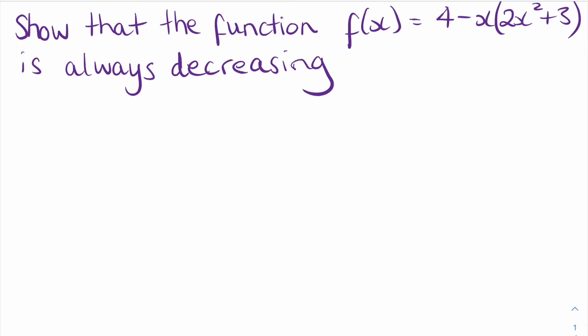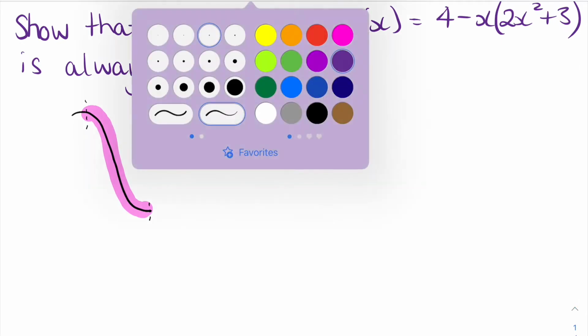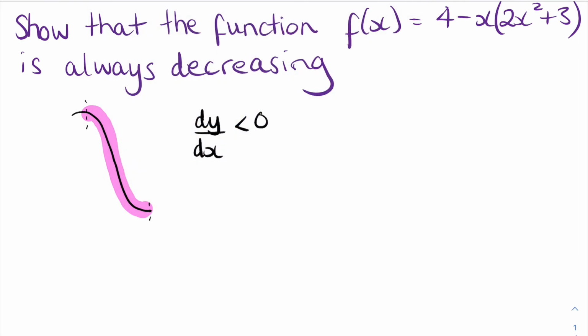So for instance, look at this part of the curve, of any curve. It's downward sloping on this section. And at every point on that section, I have that the gradient is less than 0. So for our function given there, f of x equals (4 minus x) times (2x squared plus 3), we have to show that the gradient of f of x is always negative in order to show that it's always decreasing.